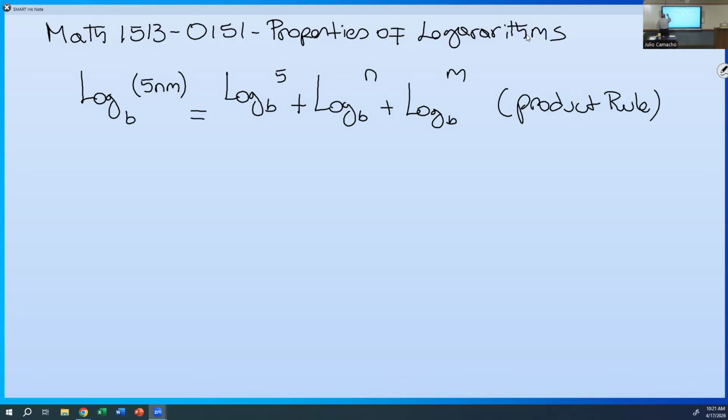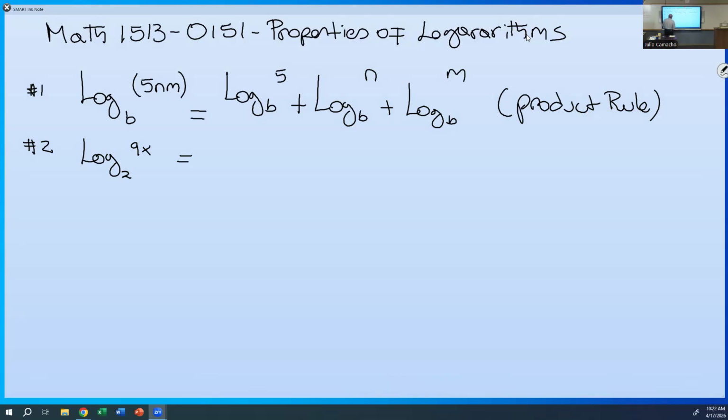As our second, let's put example 2. We have the log base 2 of 9x. And we have to apply also the product rule.